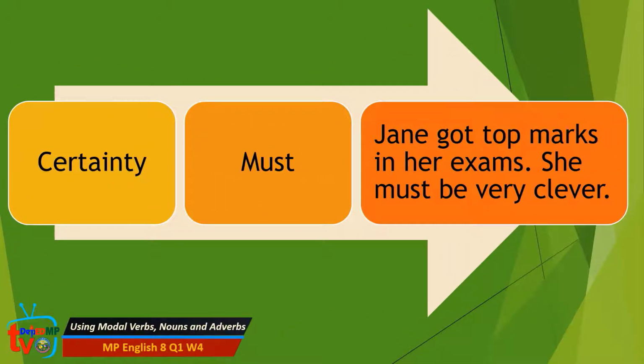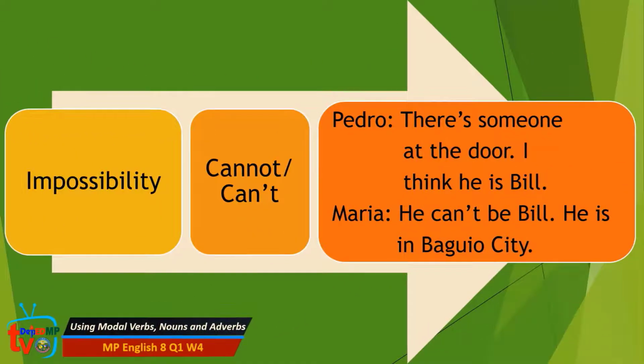Next, we have must. Must expresses certainty. For example, Jane got top marks in her exams. She must be very clever. Another modal we have is cannot or can't. It expresses impossibility. For example, we have in here a conversation between Pedro and Maria. Pedro says, "There's someone at the door. I think he is Bill." To which Maria replied, "He can't be Bill. He is in Baguio City."